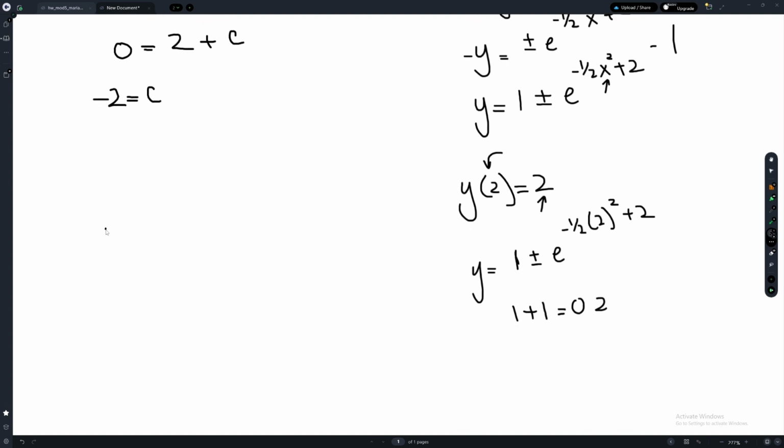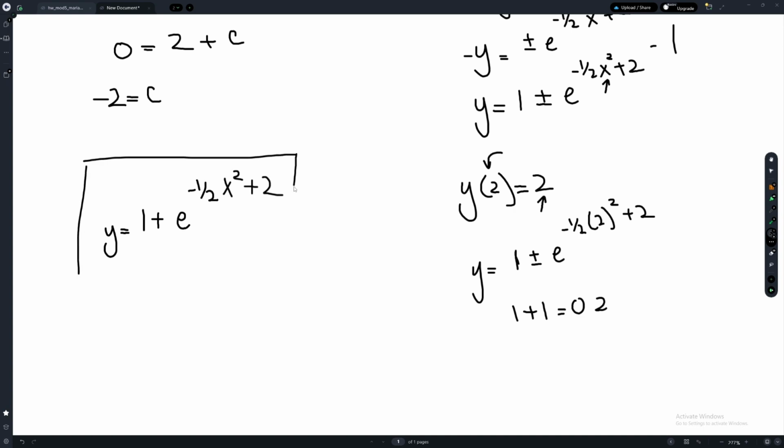So the answer is y equals 1 plus e to the negative 1 over 2, well, not 2, sorry, this would be x squared plus 2. And this, my friends, is your solution to that integral.